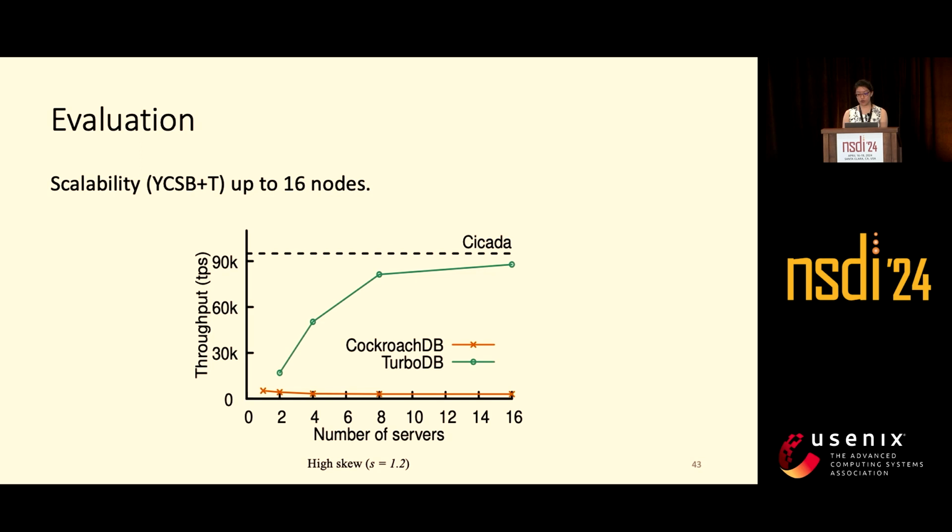At high skew, CockroachDB isn't really scaling up throughput. There are too many contending transactions, and the conflicts are exacerbated by increasing amounts of data. In contrast, Turbo scales up throughput until capped by Cicada's max. As a single machine database, Cicada can't scale anymore to support more storage. But TurboDB throughput, when it levels off at the same max, remains capable of scaling storage by adding servers to the distributed database.